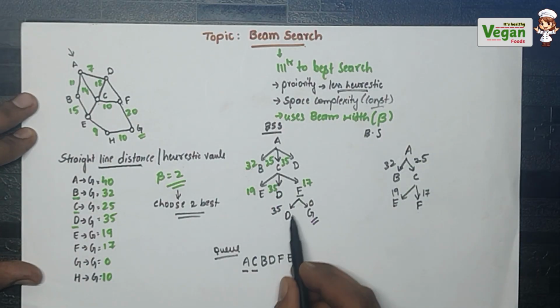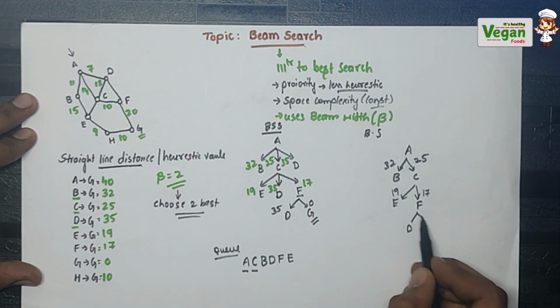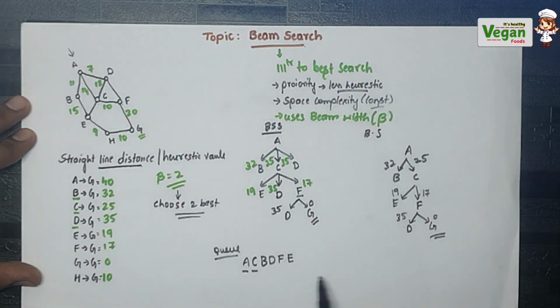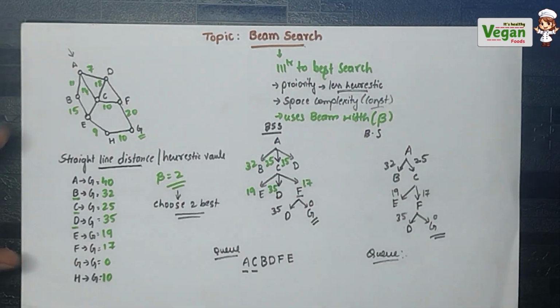From F I can go with two possible best paths. Only two paths are there, that is D and G, with G at 0 heuristic value and D at 35. So we went here. Let's write the queue for this one, that is beam search.